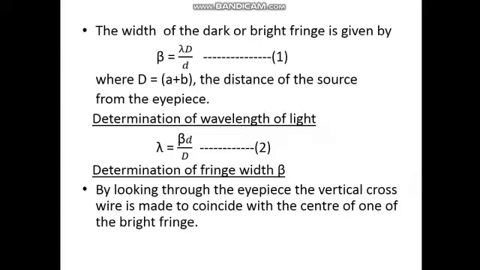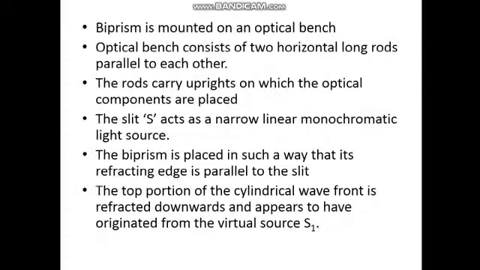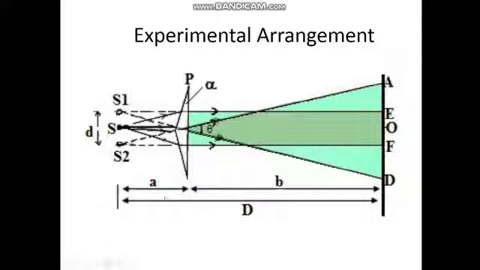The width of the dark or bright fringe is given by beta is equal to lambda D by d, where D is equal to a plus b. Here a is the distance between the biprism and the slit, and b is the distance between the screen and the biprism. But you know that capital D is the distance between the screen and the source. Therefore, that is equal to a plus b.